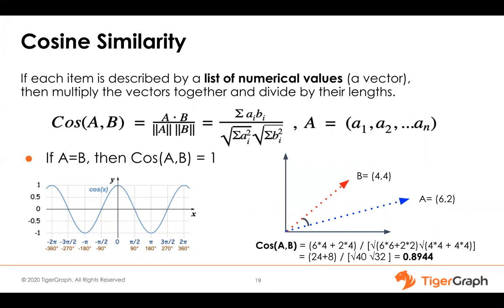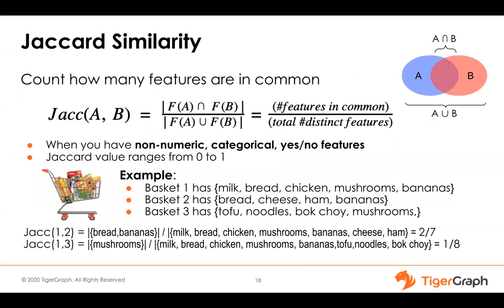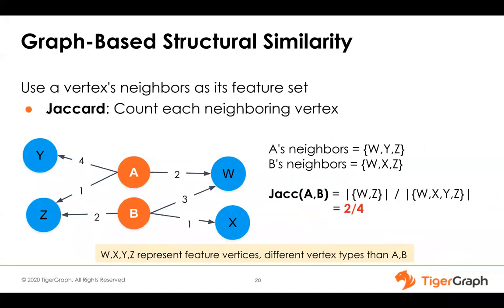So you see, overall, Jaccard is when you're counting features, and cosine is when you're comparing feature sets numerically. Now, how do we do a graph-based approach to this? In the graph-based approach, we're going to think of those features as the neighbors. The neighbor set is the feature set.